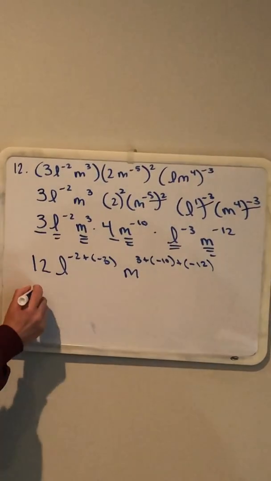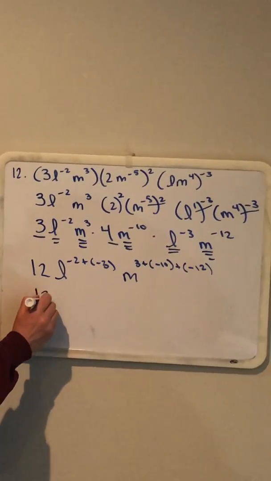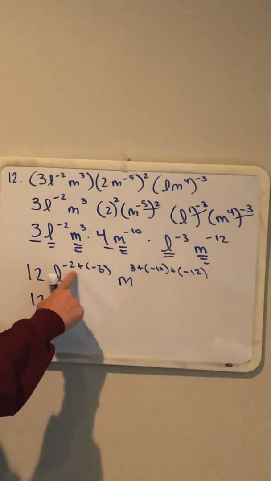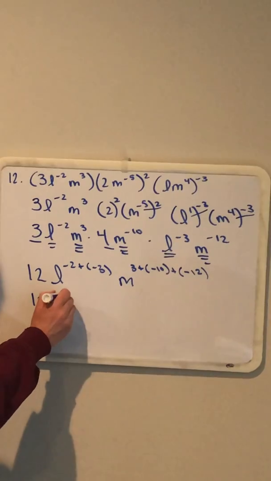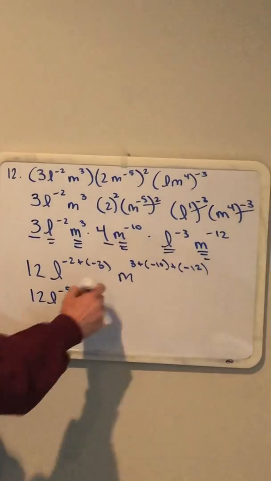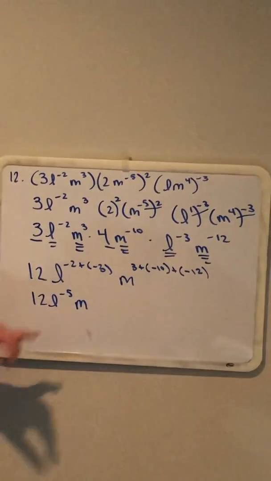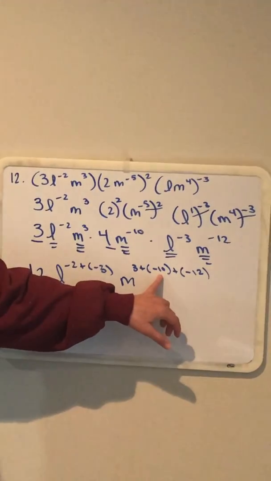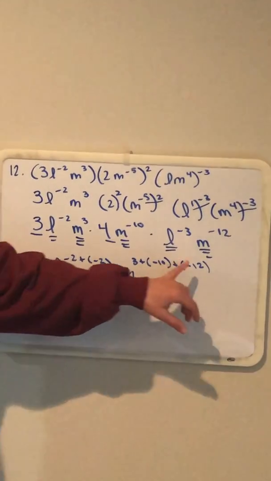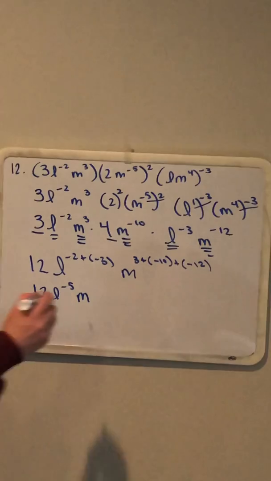So now I have 12L, negative 2 plus negative 3 is negative 5. And then M, 3 plus negative 10 is negative 7. Then plus negative 12 is negative 19.